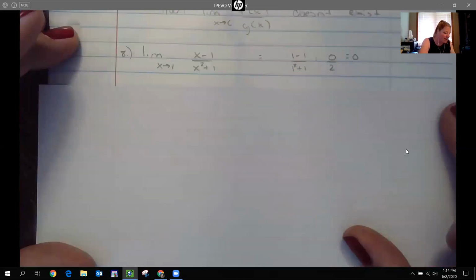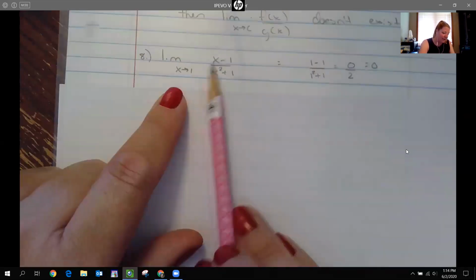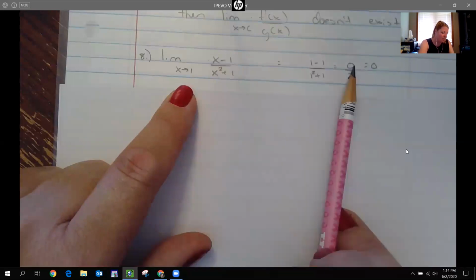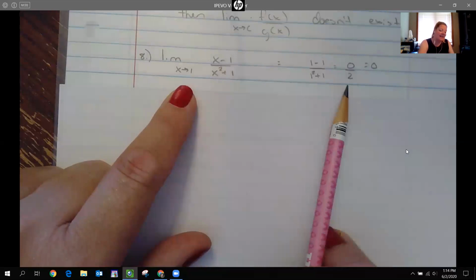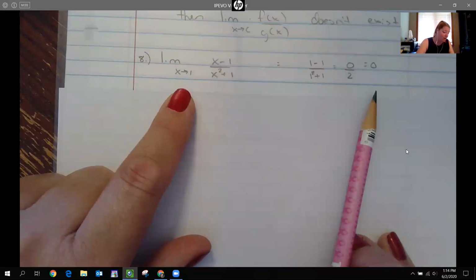So if we're looking at this function here, and I put in the number 1, I would have 1 minus 1 or 0 on top. 1 squared plus 1 is 2. So this one is not in indeterminate form. The answer is 0 over 2, which is 0.